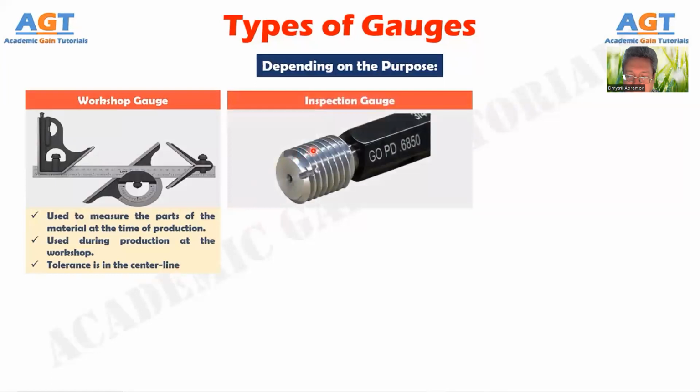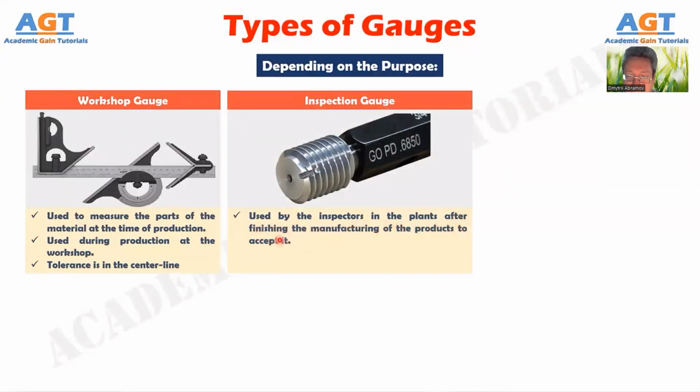Inspection gauge. An inspection gauge is defined as the gauge which is used by the inspectors in the plants after finishing the manufacturing of the products to accept them, as the acceptance or the rejection depends on the gauge measurement, so the tolerance of this inspection gauge is slightly more than the workshop gauge. If the tolerance of the material part is within limits, then it is accepted, otherwise the material should be rejected.